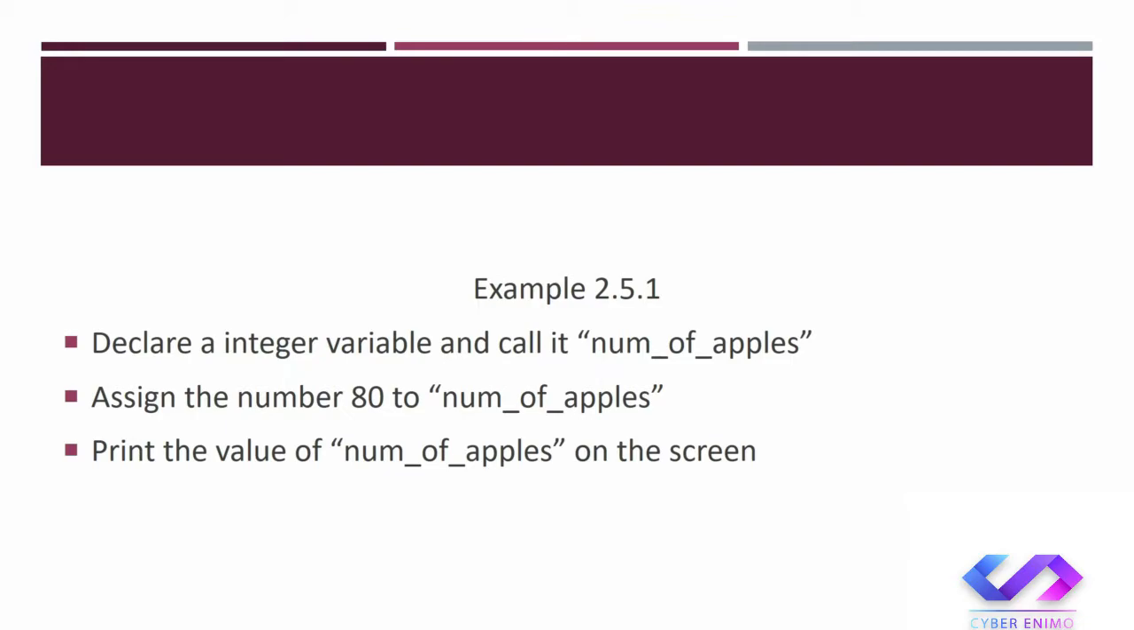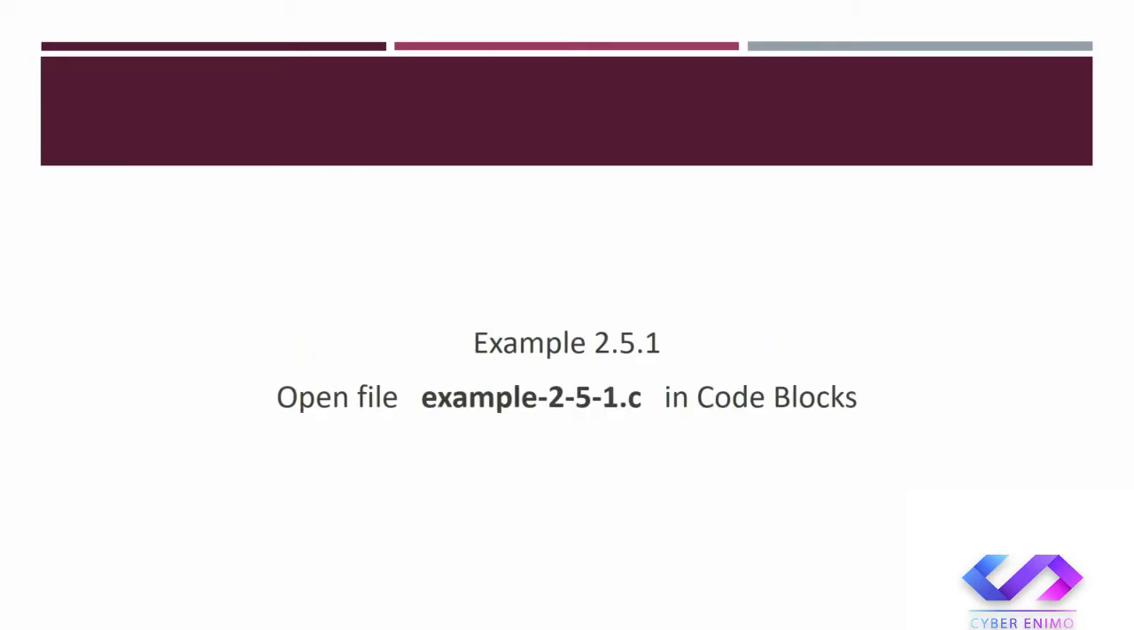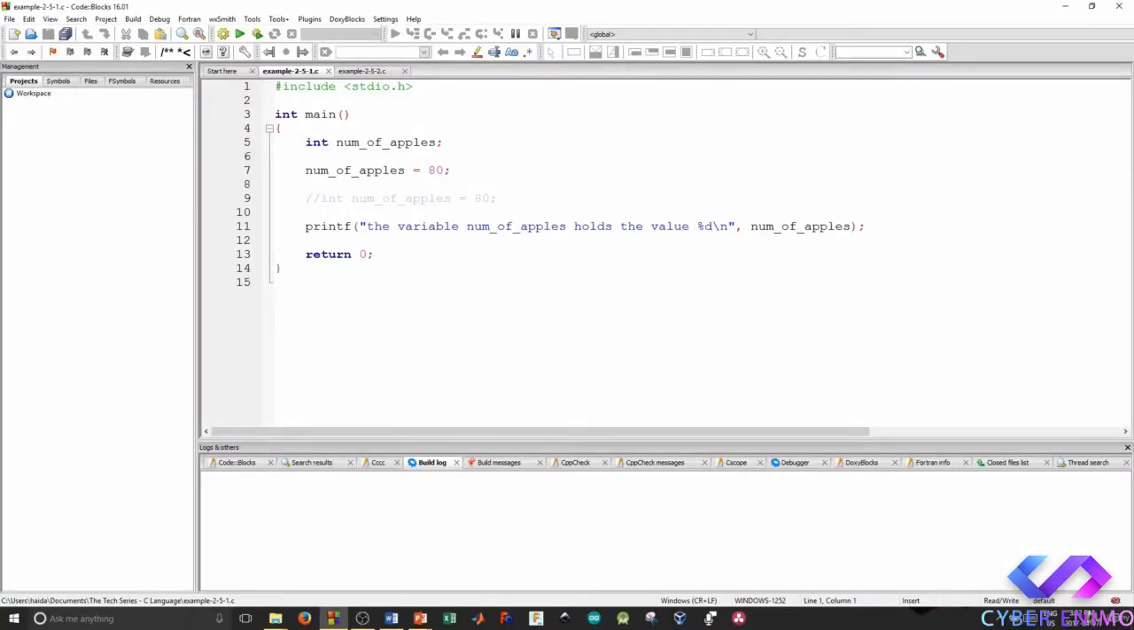Now let's take an example. Let's declare an integer variable and call it num of apples. Then let's assign the number 80 to num of apples. And finally, let's print the value stored in num of apples on the screen. Now please open the file example-2-5-1.c in Code::Blocks. So once you open the file, this is the code you will see.